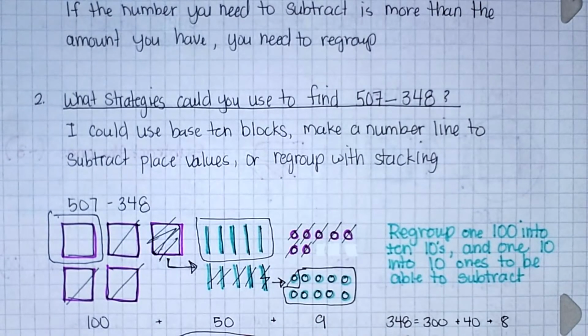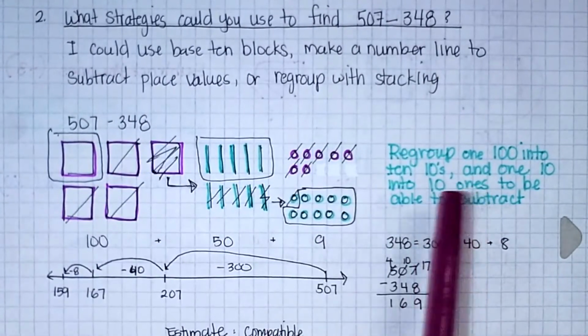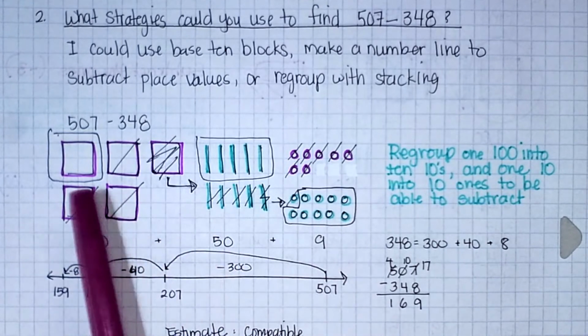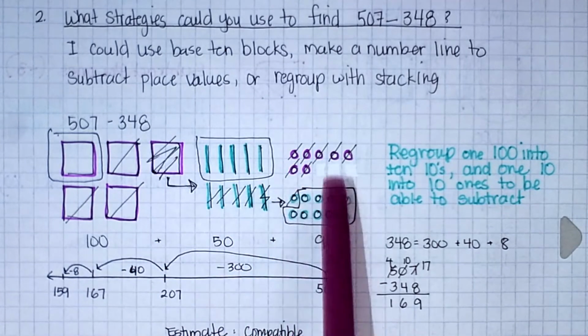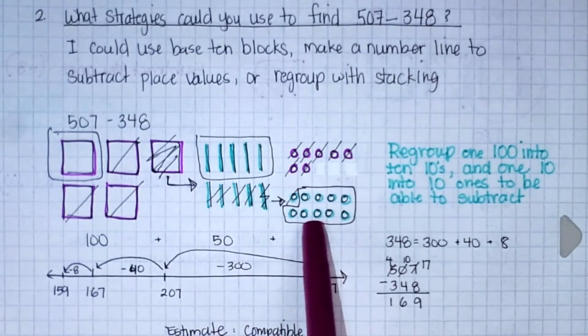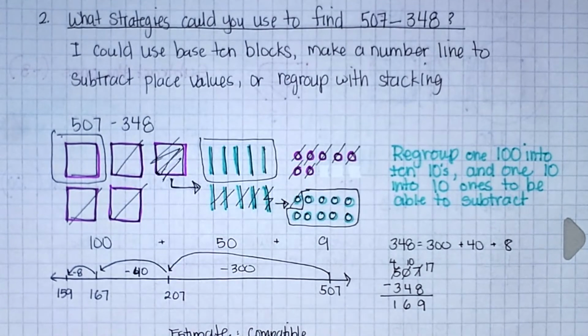So here, I was able to regroup one of the hundreds into 10 10s, and I took one of those 10s and broke it into ones. So now I had not just 7 ones, I had 17 ones because I took a group of 10 and broke it. So 10 ones plus the 7 ones that I started with. So 17 ones minus 8 left me with 9 ones. Now I had 9 10s over here, and I could take away 4 10s. So my 9 10s take away 4 10s will leave me with 5 10s.